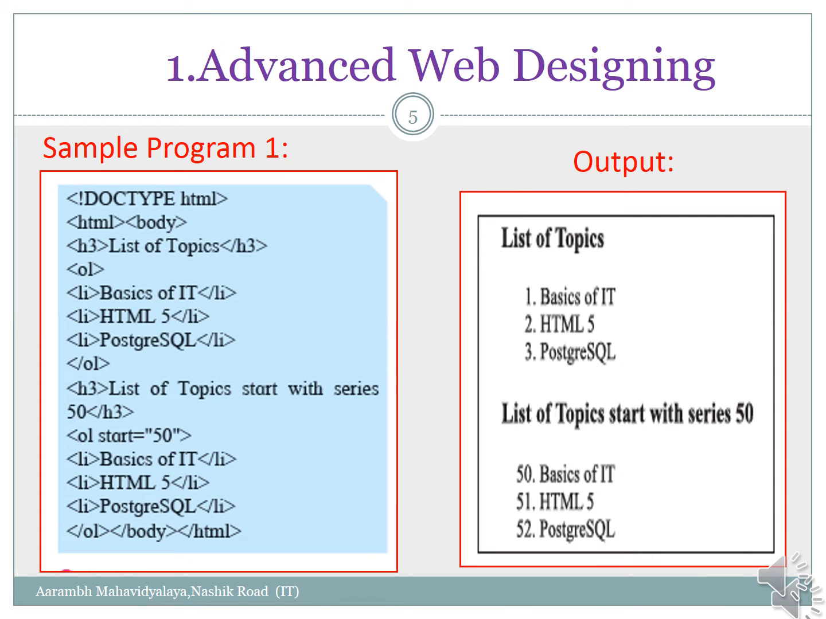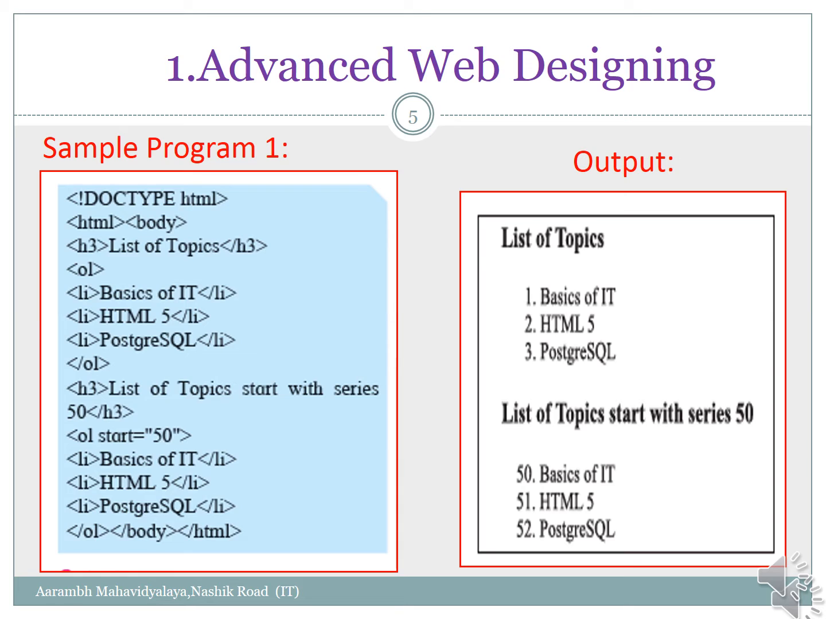Let's see a simple program. In this program, we have displayed the data by using a simple list 1, 2, 3, and after that we have displayed the list starting from the number 50. Here in the program we have used the simple OL tag. We have not used any attribute. Therefore, whatever list is displayed will have the format 1, 2, 3, 4, as you know that 1, 2, 3, 4 is the default format. Then we have ended the OL.